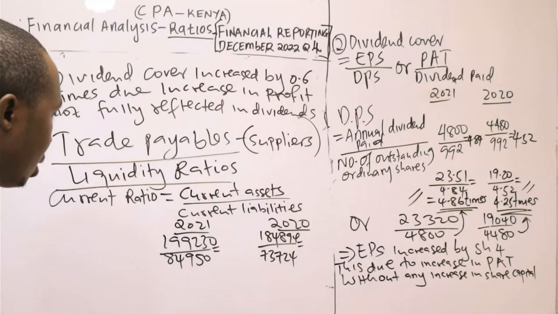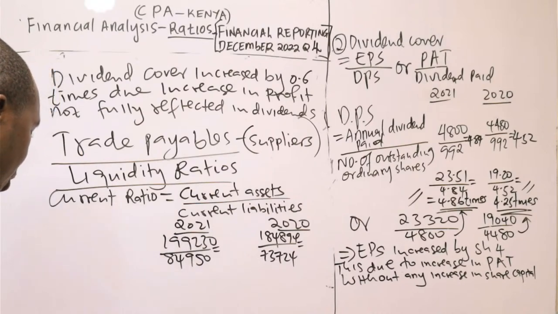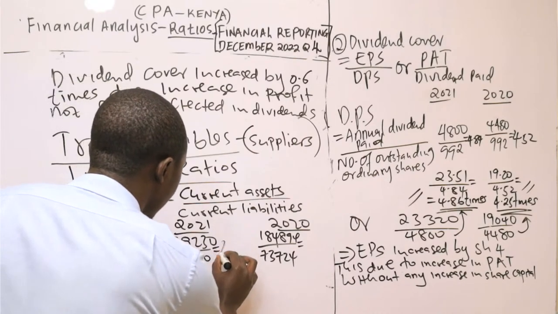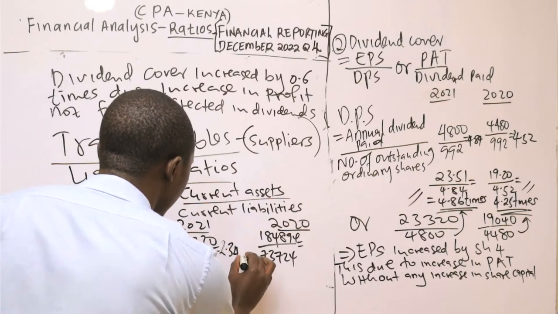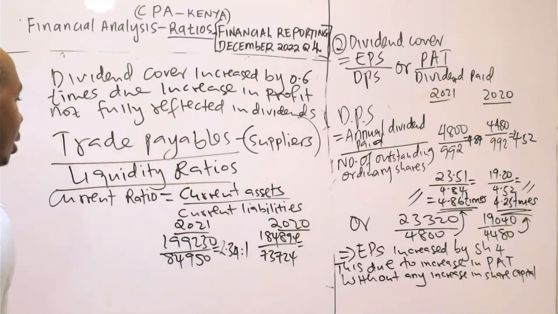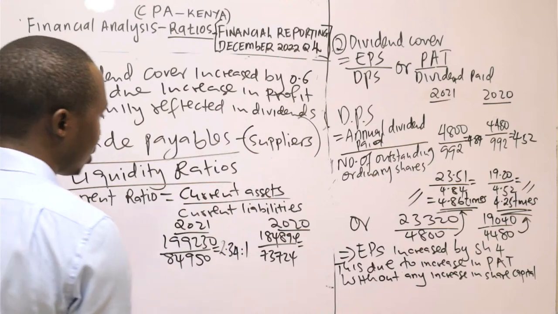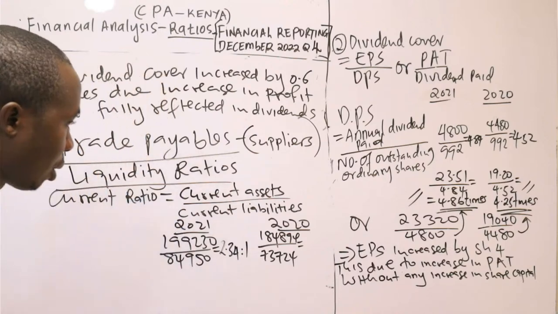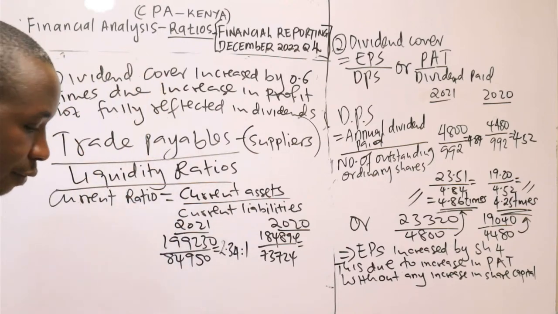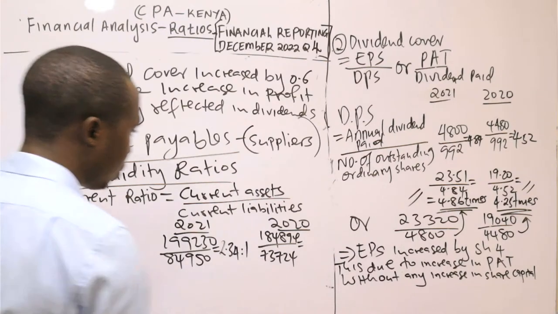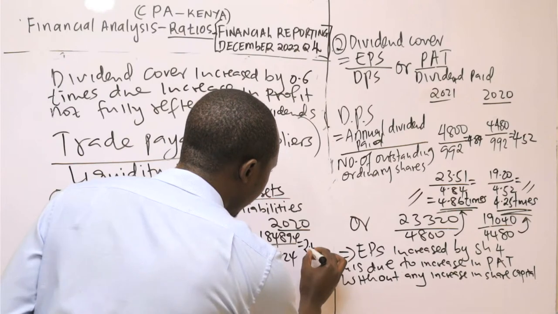So using my calculator, the first for 2021, I'm getting 2.3. We always say 2 to ratio 1. You know that for the current ratio, we always say 2 to ratio 1. And the other one, 184,894 divided by 73,724. This one is 2.51.